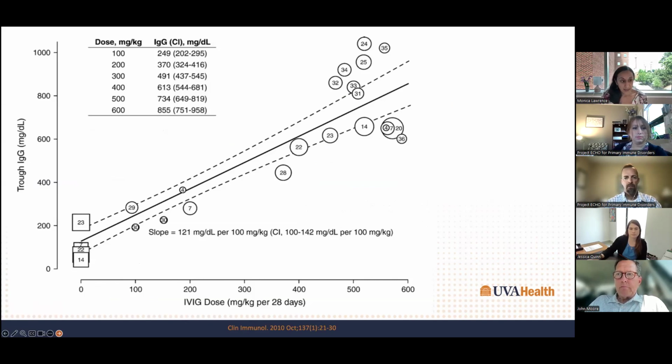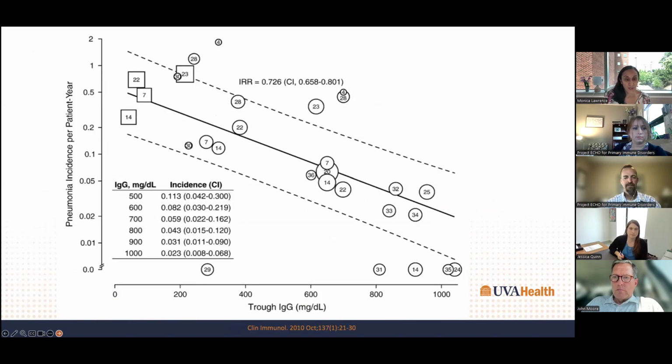Does this work? Yeah, it works. So unsurprisingly, if you give people IVIG, same thing would be true for sub-Q IG. You take their IgG levels from wherever they started and you increase them in a dose-dependent way. And when you do that, the rate of pneumonia goes down proportional to how high you boost them. So it's a very effective way at preventing serious bacterial infections in your antibody deficient patients.